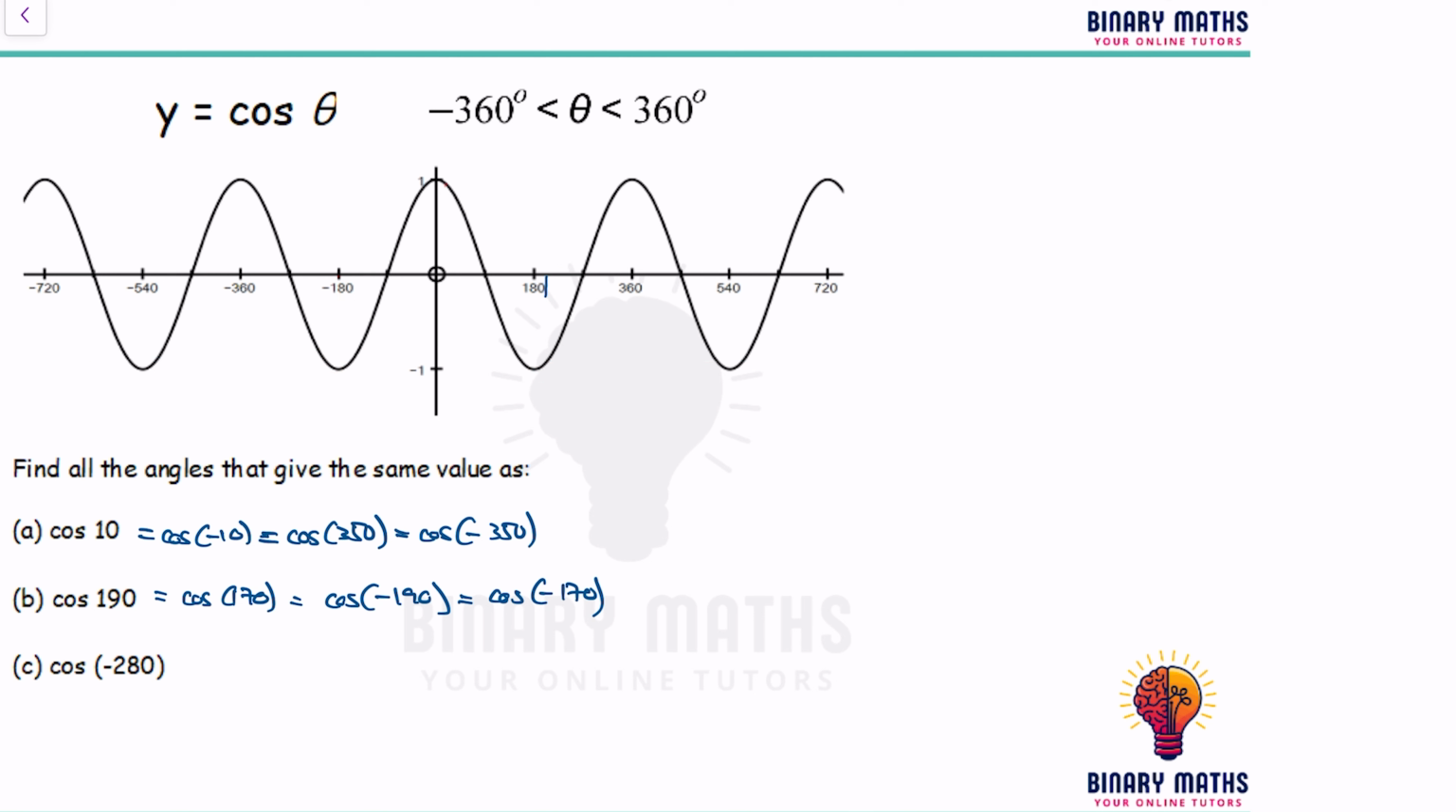Okay, the last one is cos of negative 280. So negative 280, negative 270 is here, negative 280 is somewhere here. So negative 280, go up, and when it hits the curve, we're looking for all these values where it hits the cosine graph. So if we're looking for the right ones, we've already got this one. So that one's already done. We need this one, and this one.